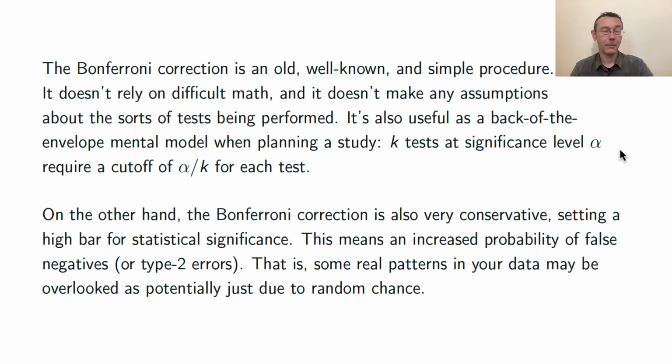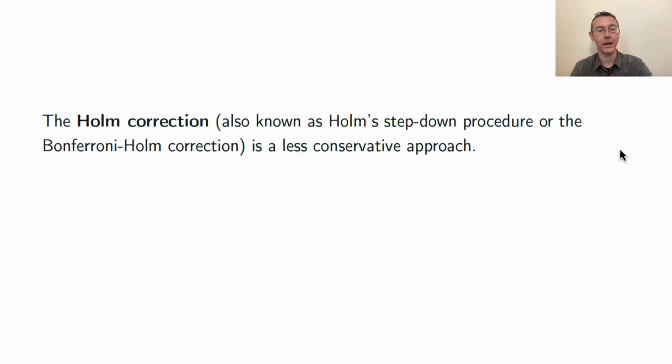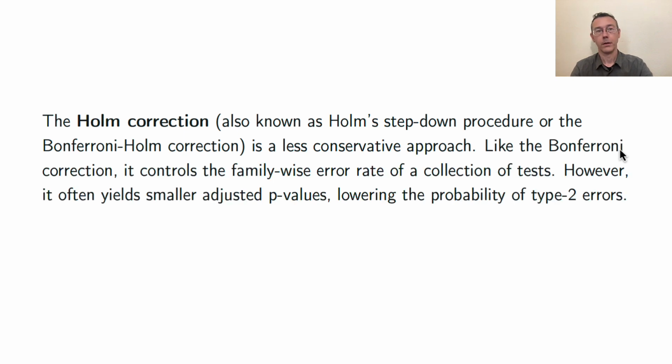To say that a little bit differently, some real patterns in your data may be overlooked as potentially just due to random chance because of those higher adjusted p-values. The Holm correction is a less conservative approach. It's also known as the Holm step-down procedure or the Bonferroni-Holm correction.